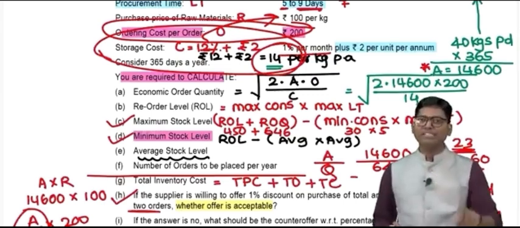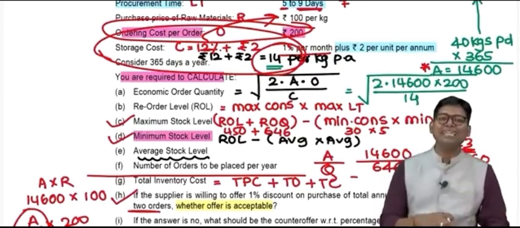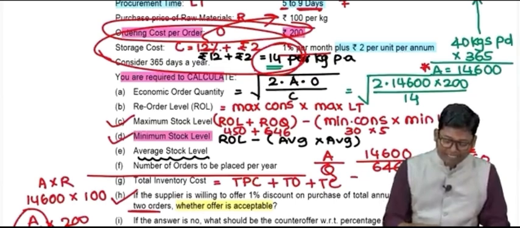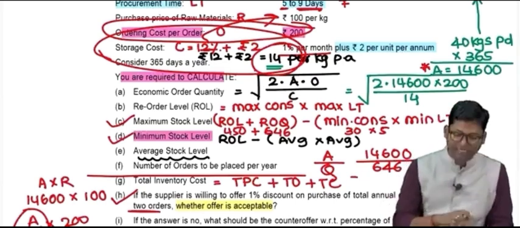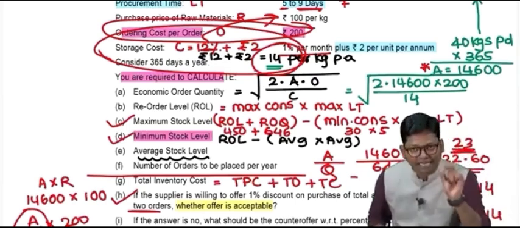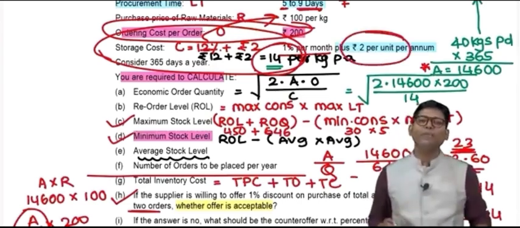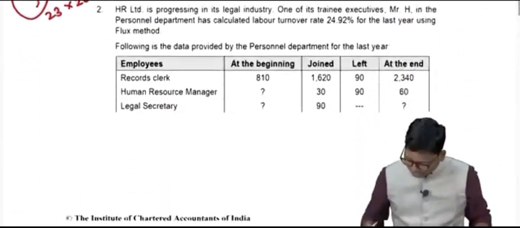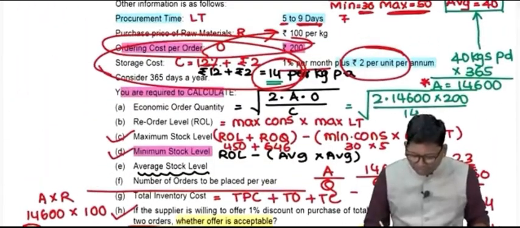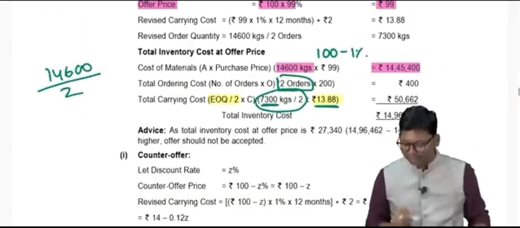Now the purchase price is not 100, it is 99. So you should calculate 12% of 99. That will give you 11.88, and when you add the 2 rupees per unit figure, your revised carrying cost becomes 13.88. You can check here, 13.88.